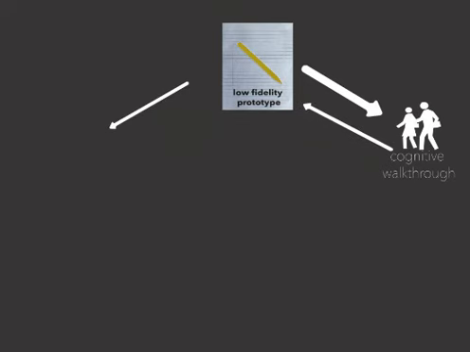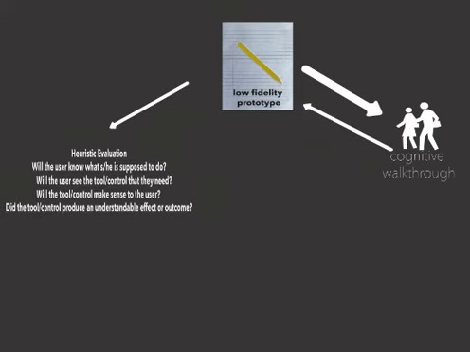The heuristic evaluation will be done by 3 or 4 HCI experts. They will walk through the task and ask themselves the following questions as they do. Will the user know what he or she is supposed to do? Will the user see the tool or control that they need? Will the tool or control make sense to the user? Did the tool or control produce the understandable effect or outcome?